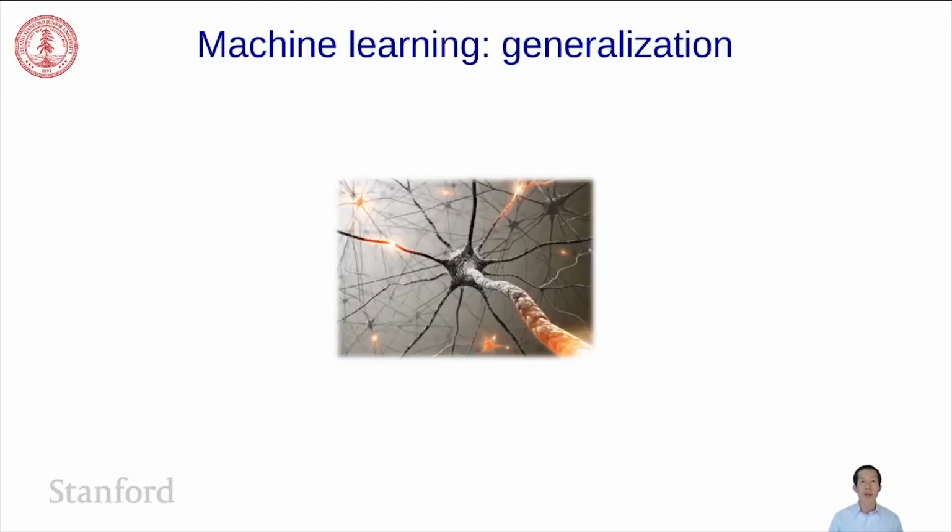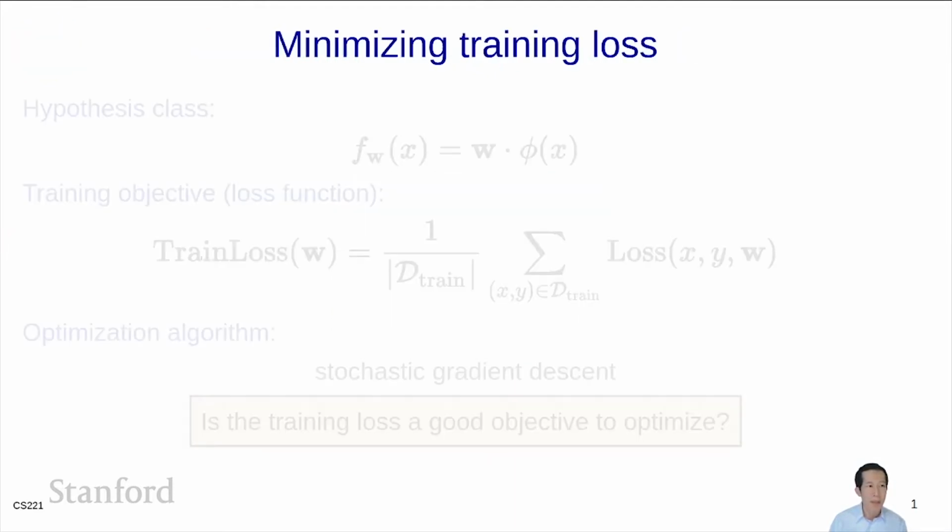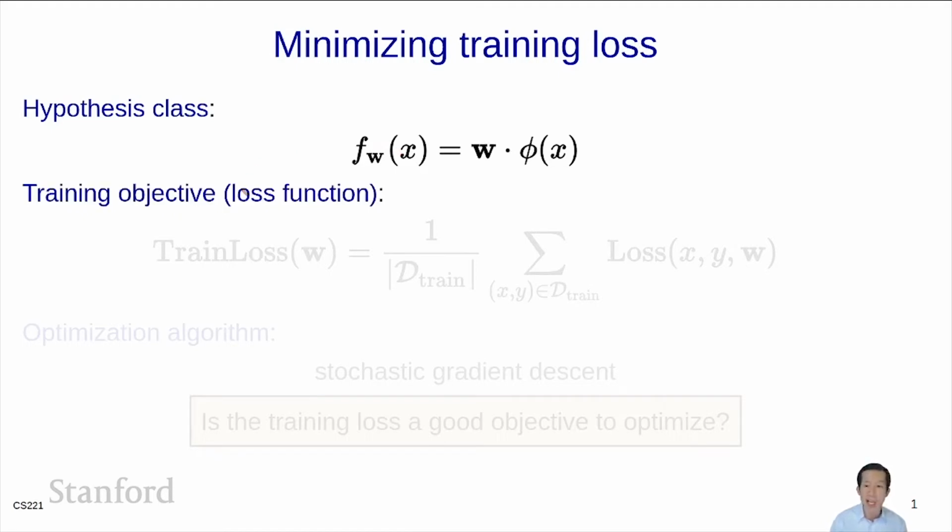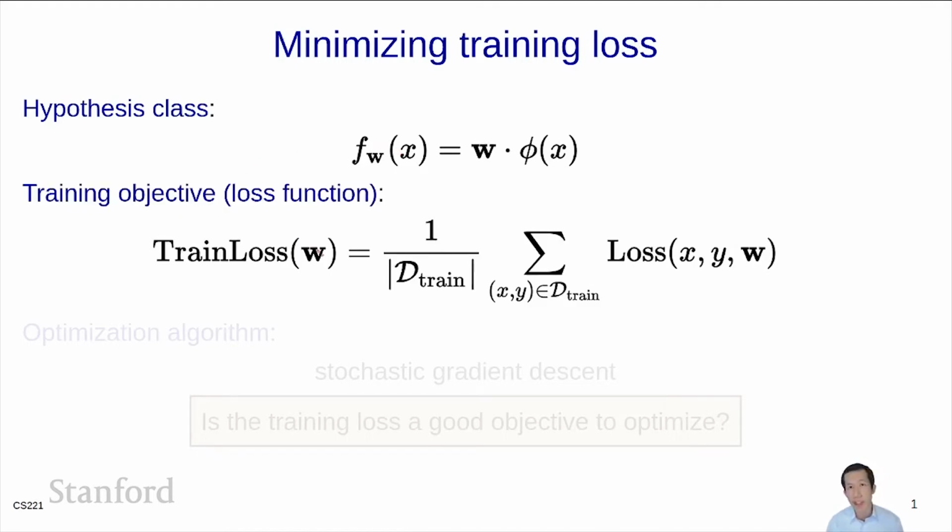Hi, in this module, I'm going to be talking about the generalization of machine learning algorithms. So recall that a machine learning framework has three design decisions. The first is the hypothesis class, which could be linear predictors or neural networks. The second design decision is a loss function, which in the case of regression could be the squared loss. In the case of classification, could be the hinge or logistic loss.